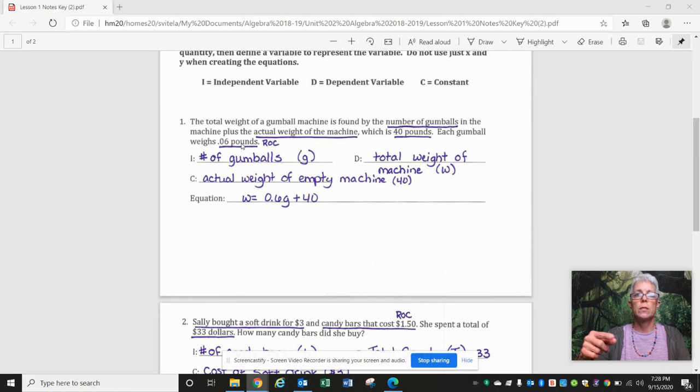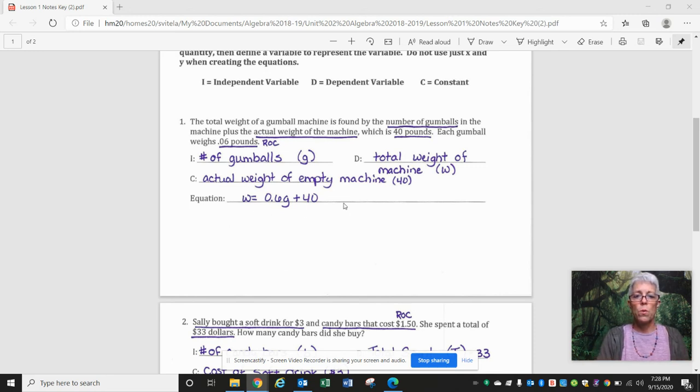That's my rate of change. One gumball, I'm going to add 0.06. Two gumballs, I'm going to add 0.06 times 2. Three gumballs, I'm going to add 0.06 times 3. So the independent variable, the thing that could change, is the number of gumballs. The total weight depends on the total number of gumballs. And then the constant, the thing that doesn't change, is the weight of the machine. So even if you have no gumballs at all, you still have the 40 pounds.